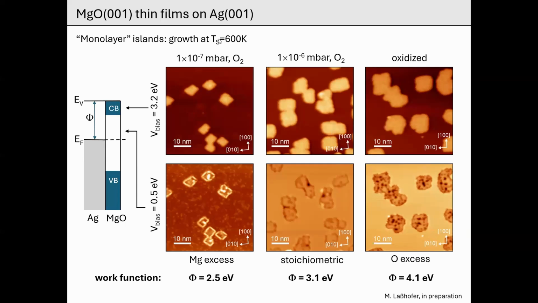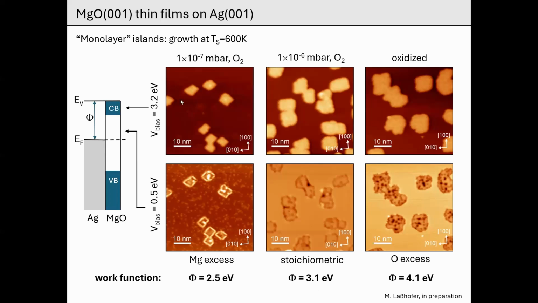If we reduce the oxygen pressure, we see that the island morphology changes, but we see also some bright spots in these STM images. And this is additional magnesium. Magnesium basically ionizes on silver. It will get positively charged. We have a positive charge outside, negative inside. It will reduce the work function. And the work function that we measure here is actually 2.5 eV. The stoichiometric one is 3.1 eV.